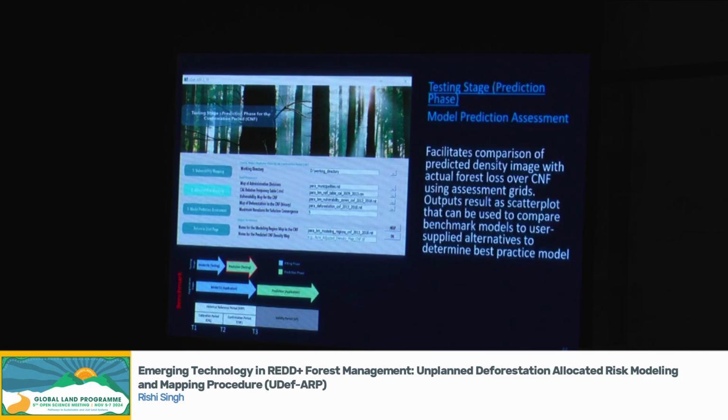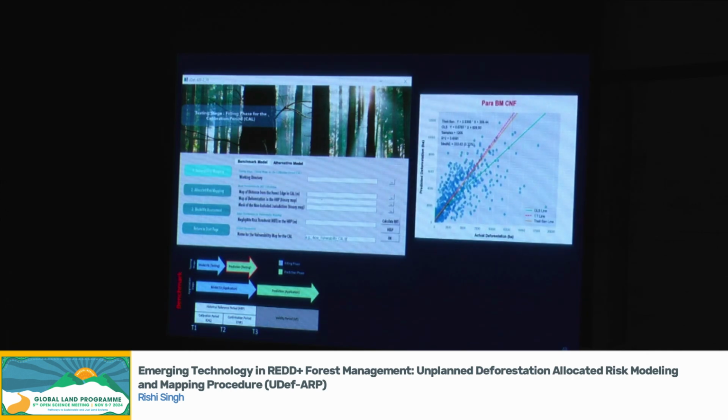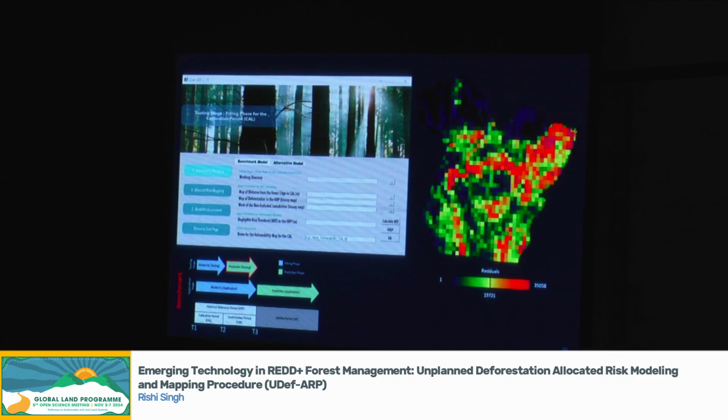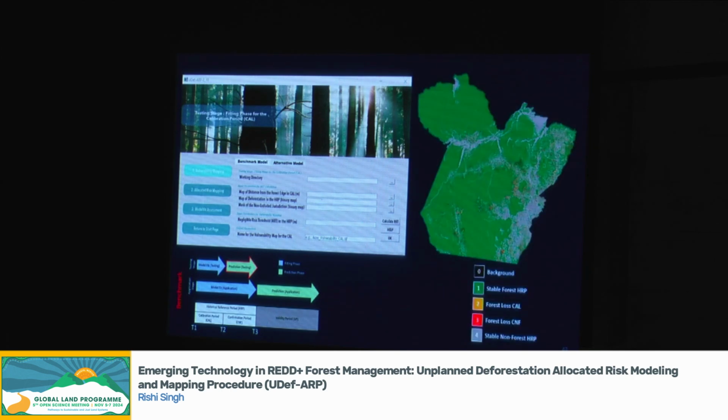And then again, the model prediction assessment. And then that just shows another one of scatter plots. And this shows the residual. So once you've done the testing stage, you can move ahead to the actual, and then you get the review map, which is the same as the FCBM.